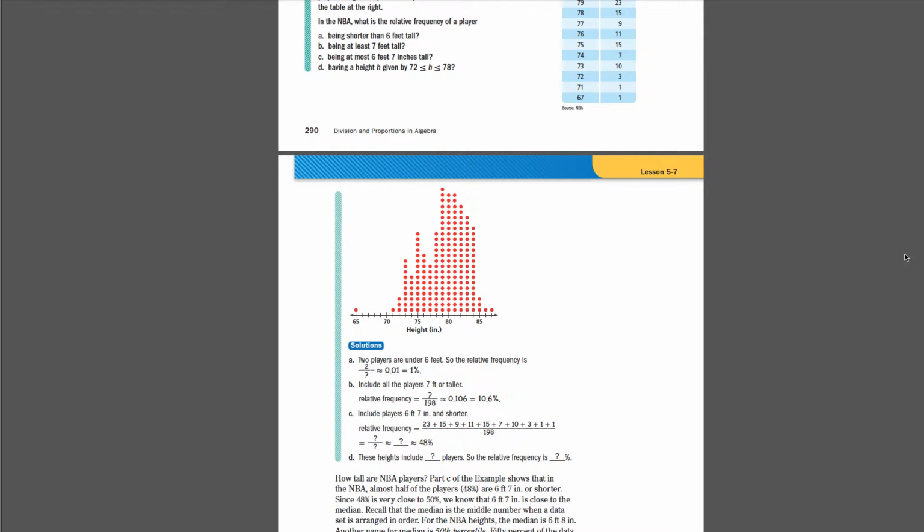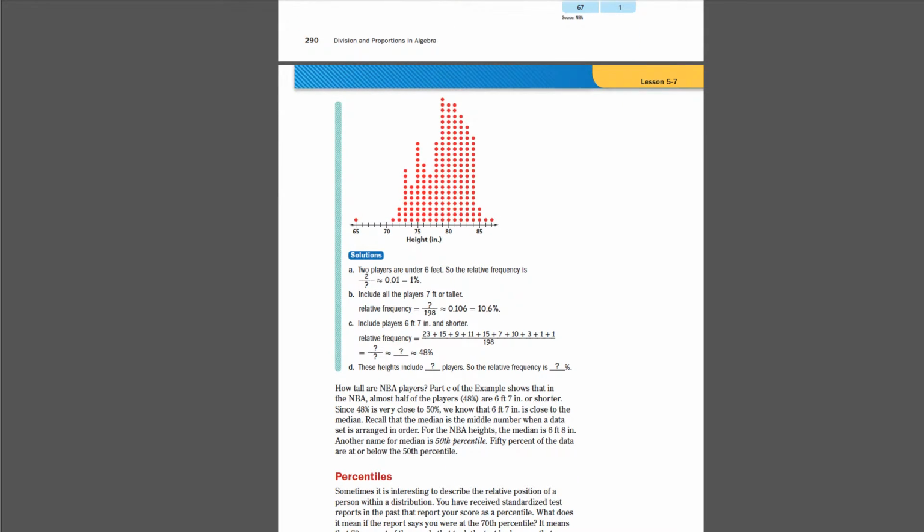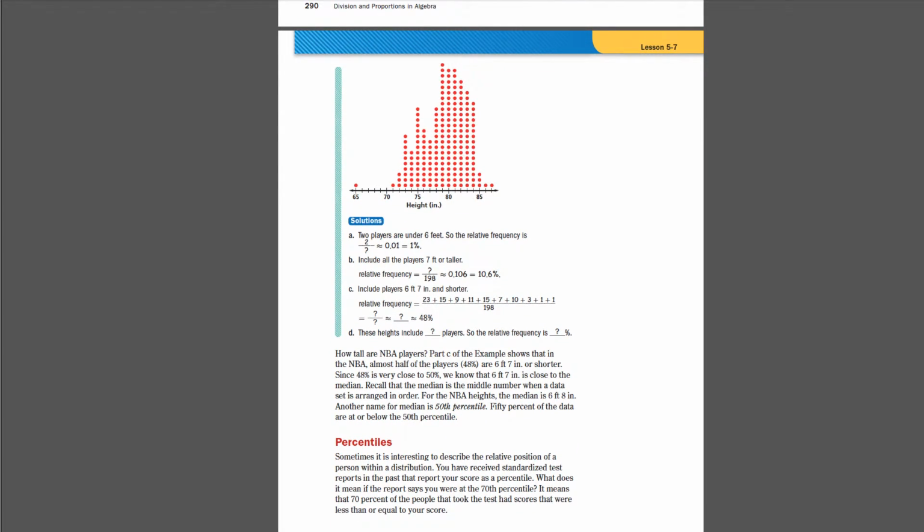That's the idea of relative frequency. We can apply this to a lot of different events. We just have to know how many times it occurred, how many times we got the result of interest.